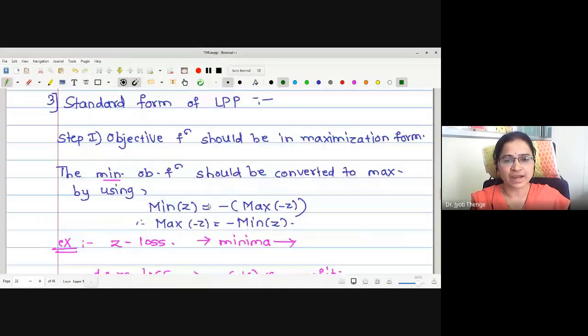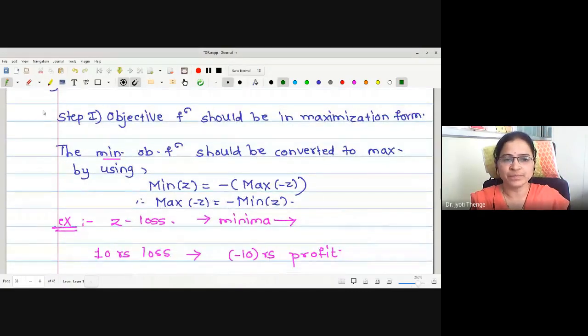Therefore, what is the standard form of a linear programming problem? The first step says that the objective function of the given linear programming problem must be in the maximization form. Therefore, if the objective function was given in the minimization form, what do we have to do? We have to convert it to maximization by using this relation. What is this relation? Minimize z is minus of maximize of minus z. Right?